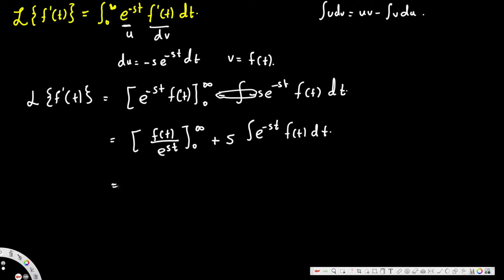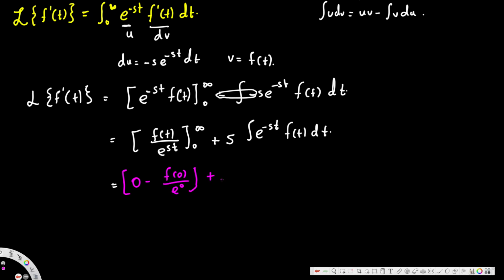Now f(t) over e^(st) at infinity, because we are substituting infinity for t. Whenever we have exponential infinity, it grows faster than anything, so it is going to be much larger than f(t), and this is going to be 0. So for infinity it's going to be 0, then minus, if we substitute 0, this is going to be f(0) over e^(s times 0), that's going to be e^0.